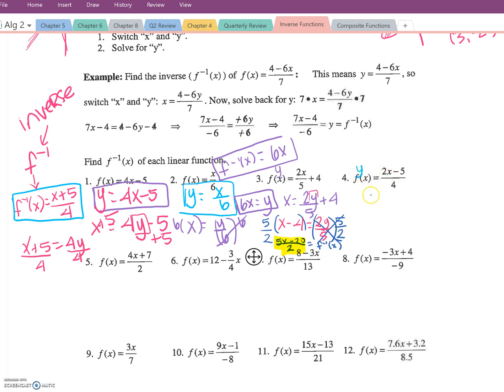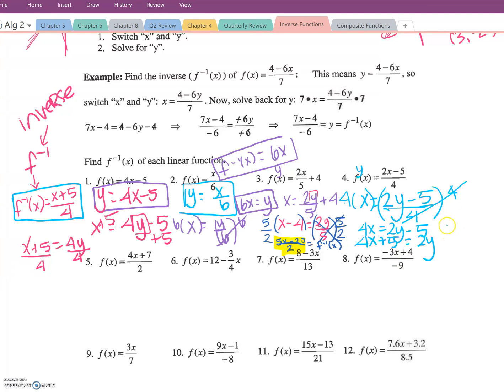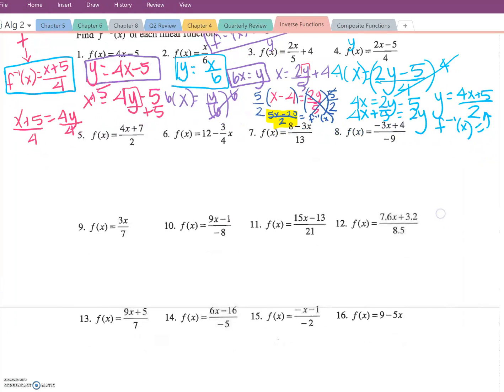Last one, this is y, switch them. Now, this whole thing is a fraction, which means I would like to turn this into a 1 by multiplying this by 4 and this by 4. This becomes 1, 4 times x is 4x. Add the 5. And then lastly, divide by 2. So here's my inverse, 4x equals this. Go ahead, do the rest of these, numbers 5 through 16.